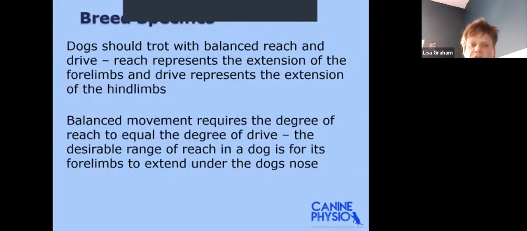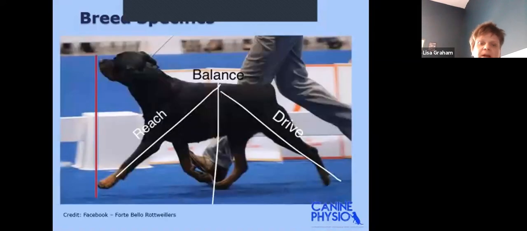Conformation plays an enormous role in these breed specifics as well. So for a square-shaped dog, our desirable range of reach is for the forelimb to extend under the dog's nose. Here's an image of that for you. We've got a Rottweiler in the show ring, marking out his reach and his drive. If you look at the angulation of the limbs, it's coming more or less from the center of the body, which is what we want. And he's got his reach out to his nose.